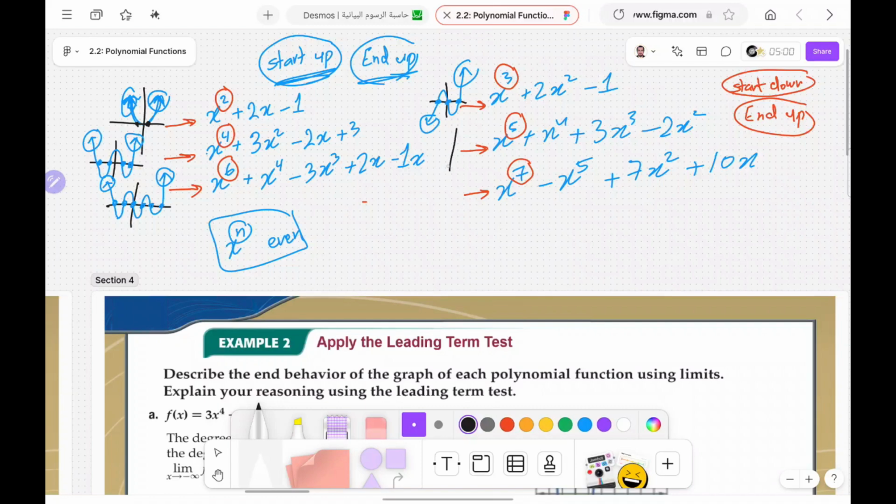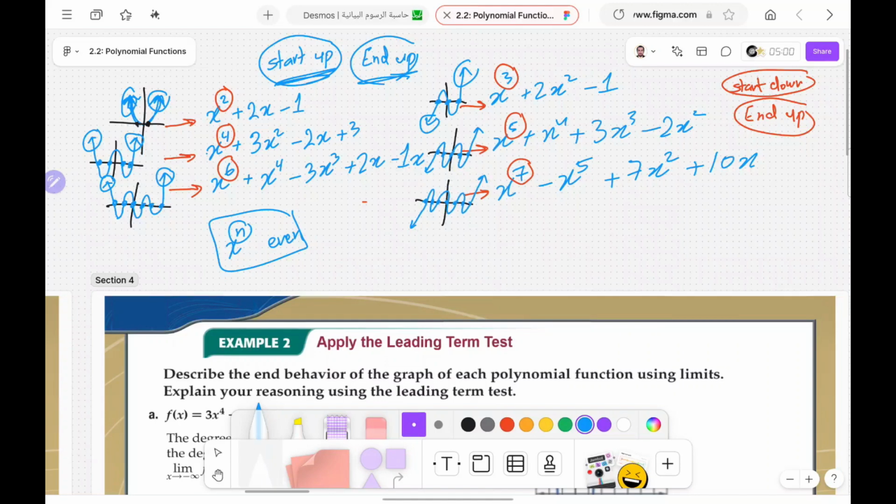Same thing if I need to do x to the power of 5. How many x-intercepts? 1, 2, 3, 4, 5. So it starts down, goes through the first one, the second one, the third one, the fourth one, then the fifth one, so it ends up. Same thing here. What do you think it will be for x to the power of 7? Same thing. I should have 7 x-intercepts on the graph, and the graph will start down, go through every point here, then end up.